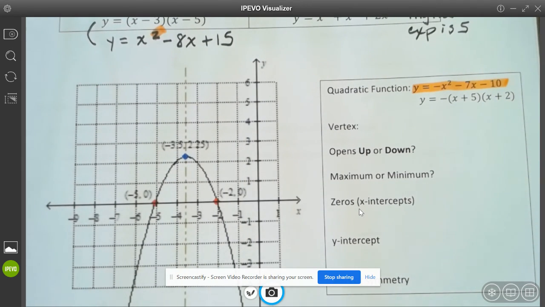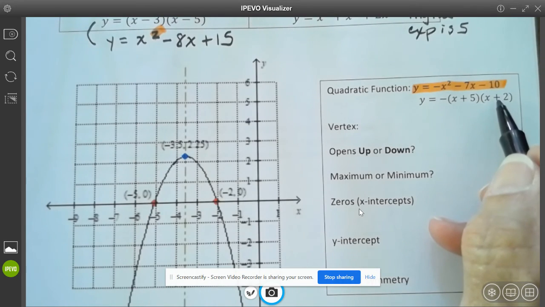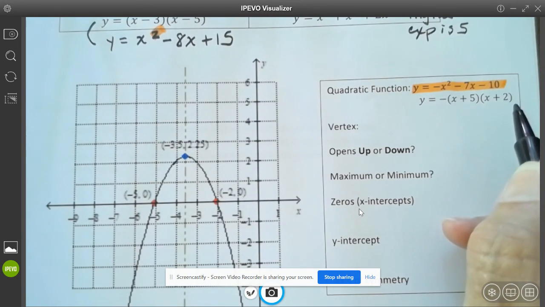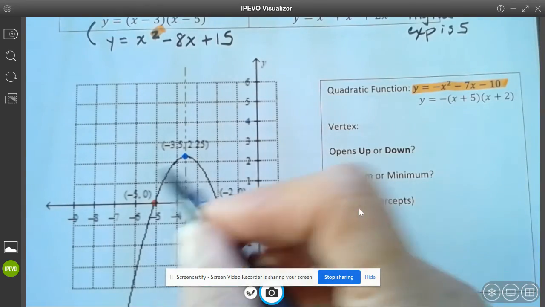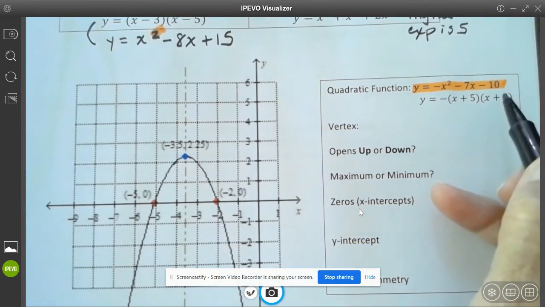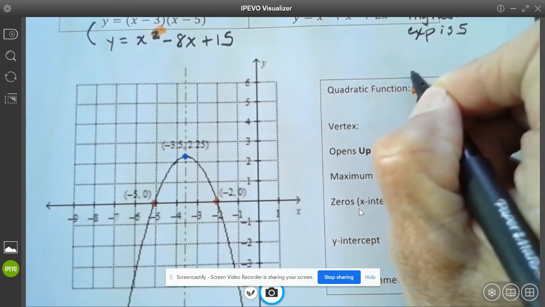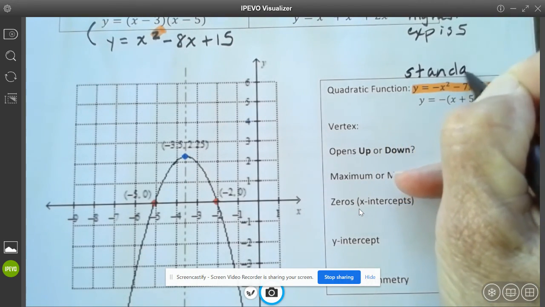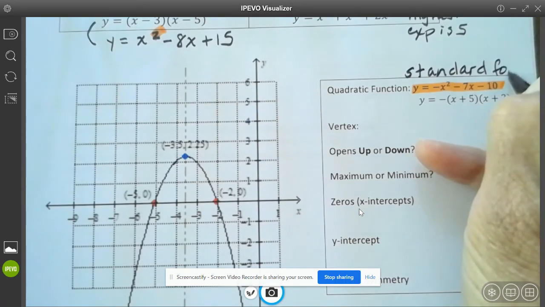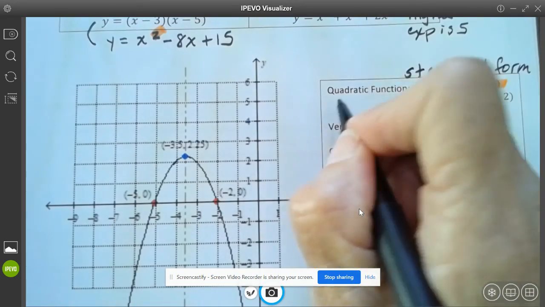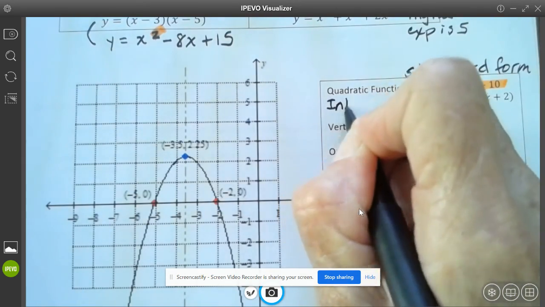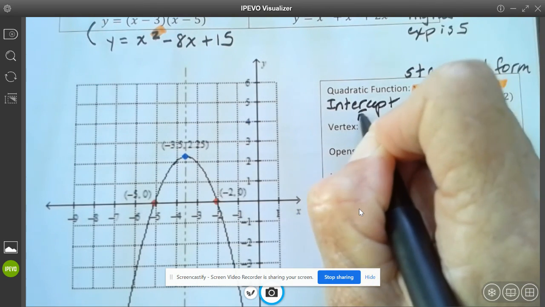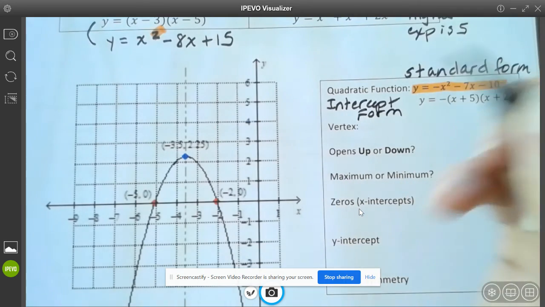I have another equation underneath it. And believe it or not, this y equals negative, parentheses x plus 5, parentheses x plus 2, is the same parabola. Because when I multiply this out, I get that. So this first function is called standard form. The second function is called intercept form. And we're going to go into that more as the weeks pass.